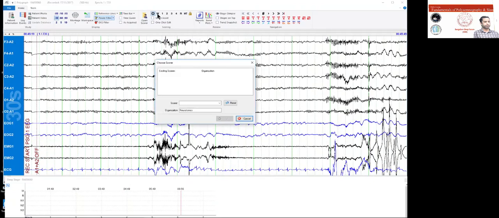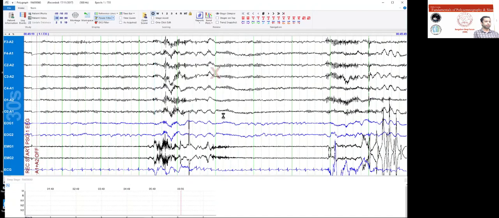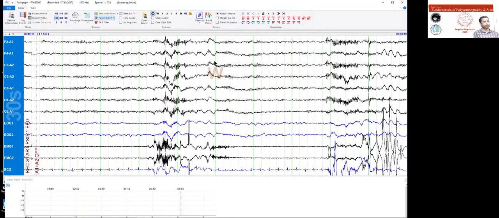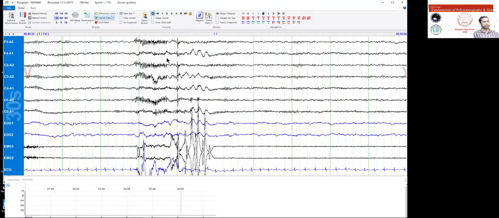Since this is the wake stage, we have to add the scorer. The scorer is added, and we have reached the second epoch now. If we go back, we have marked it wake stage. Similarly, we'll do the recording here and score that. This is the wake stage again, and we'll see next.